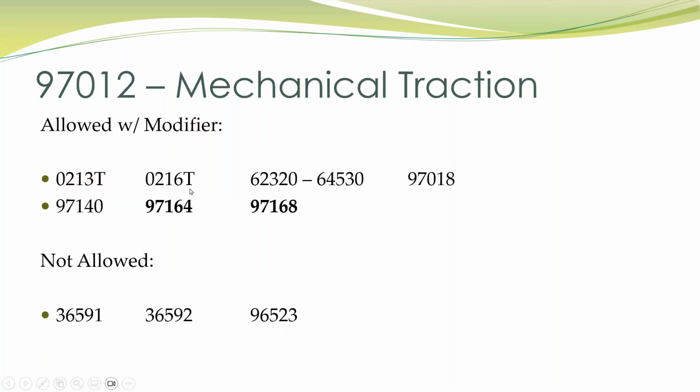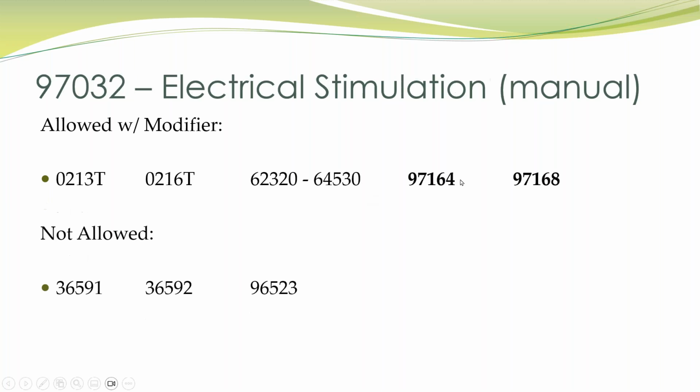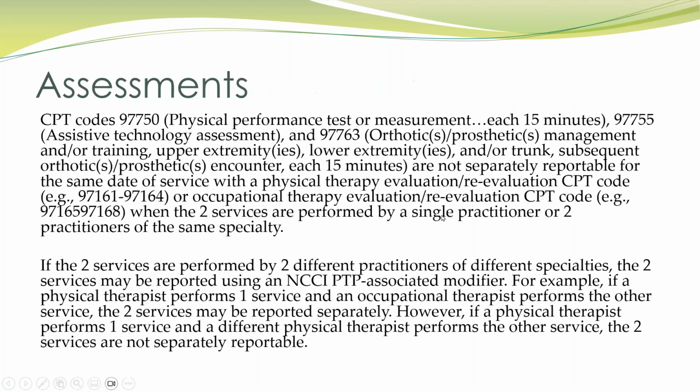Mechanical traction, just an example. You can with a modifier bill with a reevaluation. So if you do a reevaluation and you do therapy on that same day, you want to make sure you're using a modifier as well. And that's generally going to be, you can use either modifier 59 or modifier XU. So same here, electrical stimulation. If you do it on the same day as a reevaluation, you're going to have to use a modifier. So these are kind of the little things you're going to look out for with NCCI.